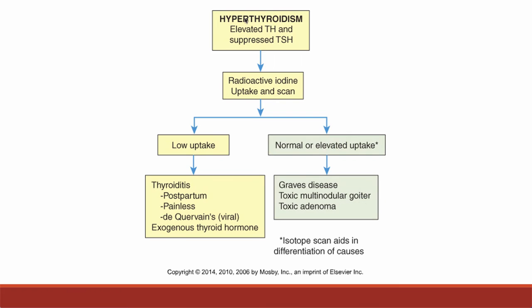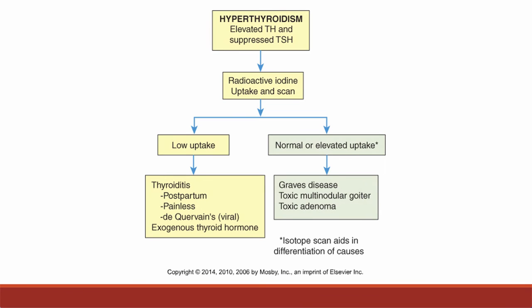So the way hyperthyroidism works is that there's elevated thyroid hormone and suppressed TSH. Does that make sense? So think about it. There's some reason that the thyroid is producing too much T3 and T4, not sure why, or the patient's taking too much thyroid hormone, and that signals to the hypothalamus and the pituitary gland that there's an excess amount.